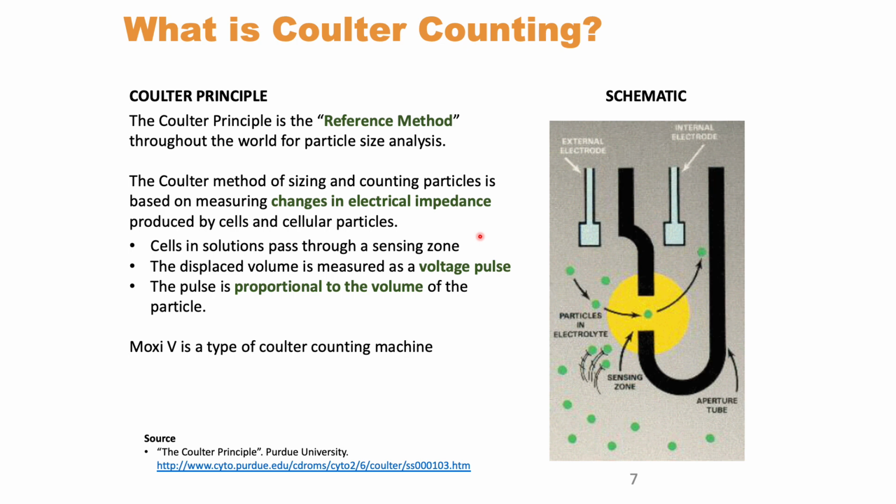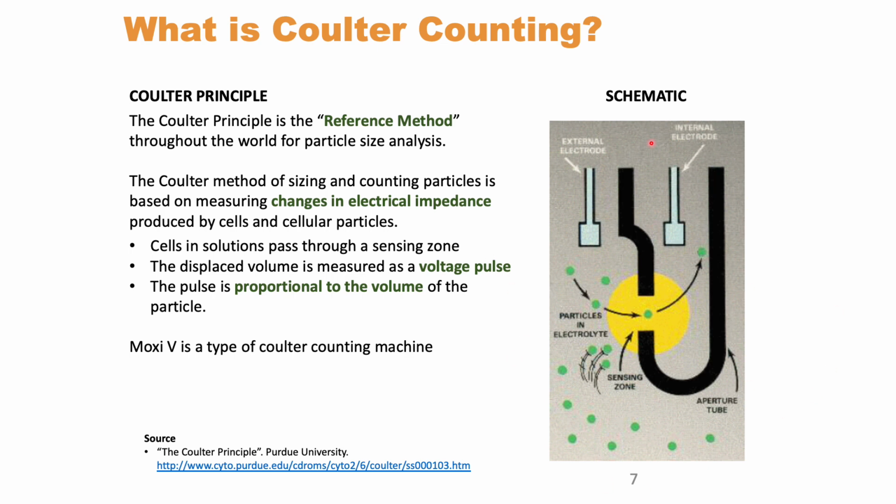So cells in solution pass through what we call a sensing zone. The displaced volume is then measured as a voltage pulse. So the cell is going to impede this voltage, this displaced volume. And the pulse is proportional to the volume of the particle. So the bigger the pulse, the bigger the cell. Moxi V is a type of cell culture counting machine.